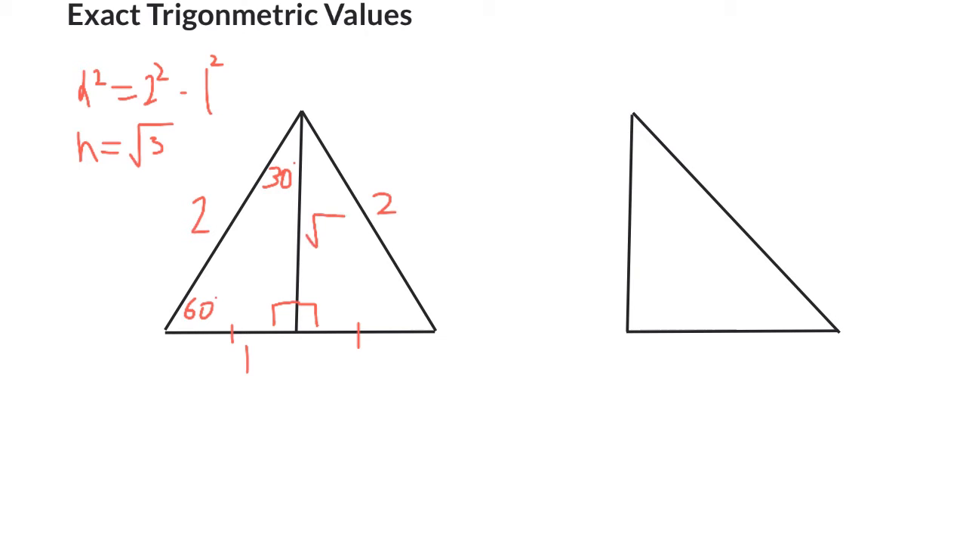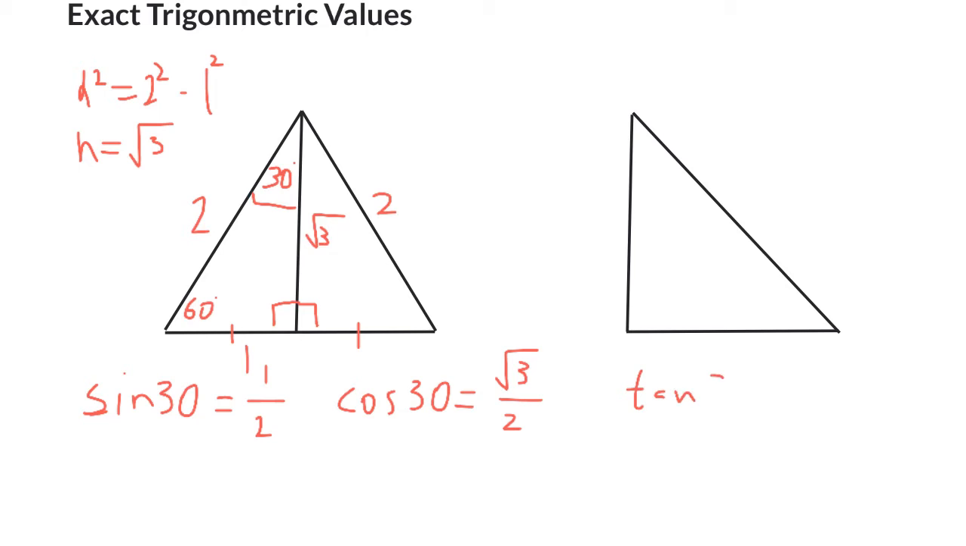Now looking at this, this is where some of our exact values come from. If we start with 30 degrees, sine 30, going from our top angle here, is our opposite 1 over our hypotenuse 2. Cosine of 30 is our adjacent root 3 over our hypotenuse 2. And tan 30 is our opposite 1 over root 3 adjacent.